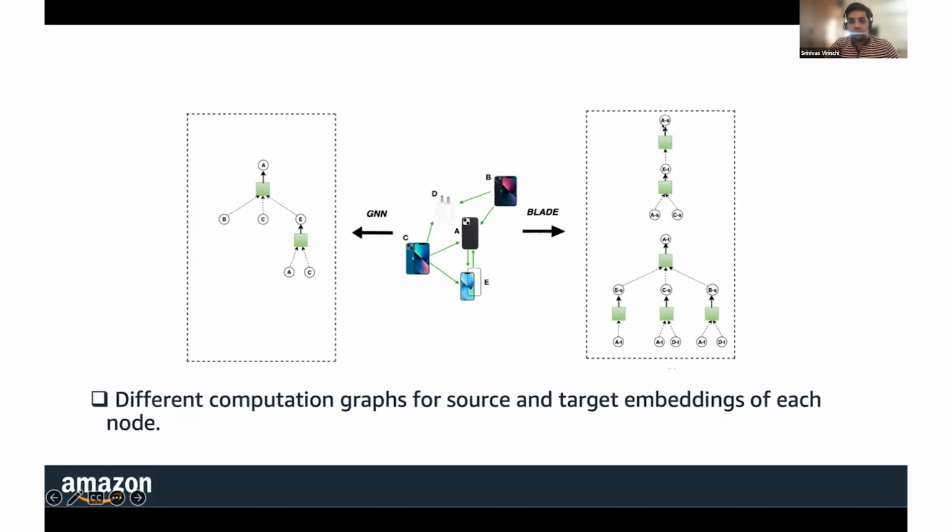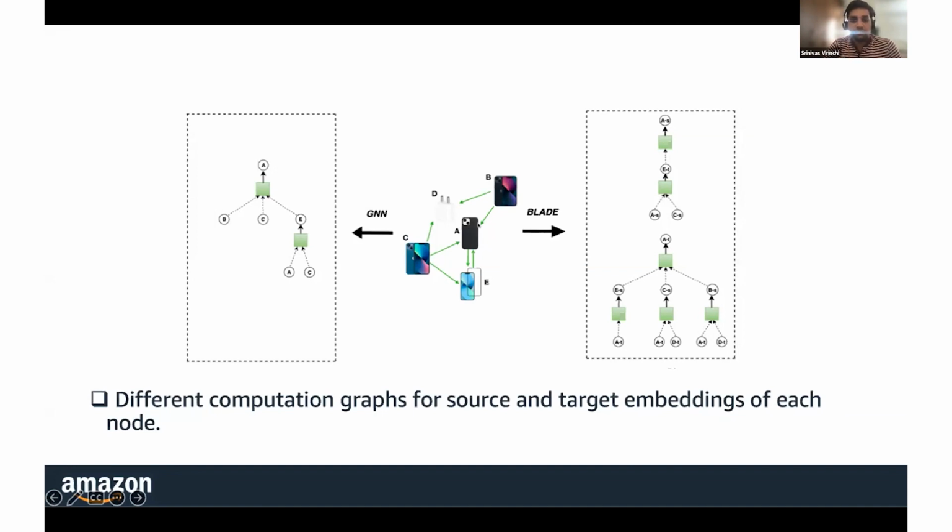But in our setting, we have a source and target embedding. So this is what we do. For the source embedding of any node, which we represent as AS, you take all the out edges, which is E in this case. So we have the message going from AS to ET. Similarly, when you're trying to learn the target embedding of AT, you actually have ES, CS, and BS participating in the message passing.